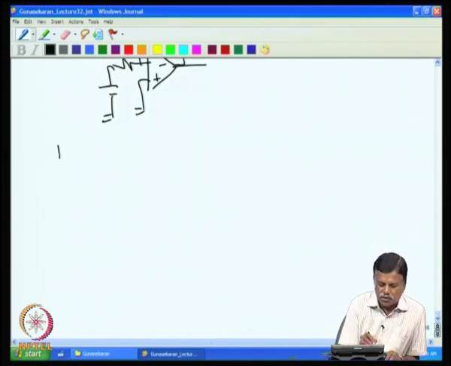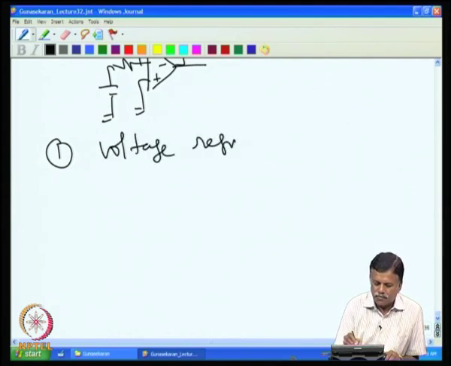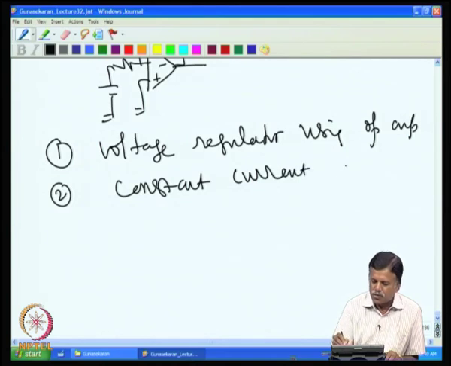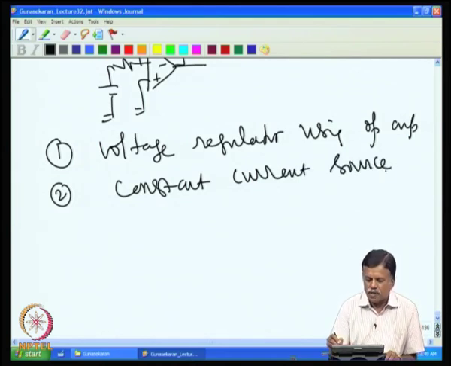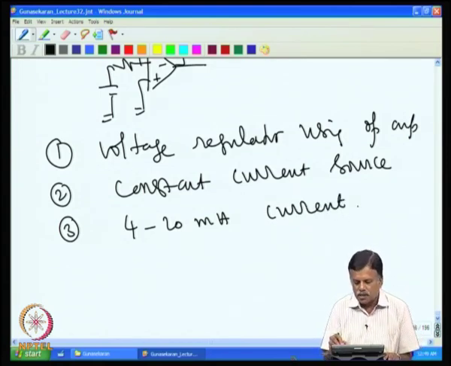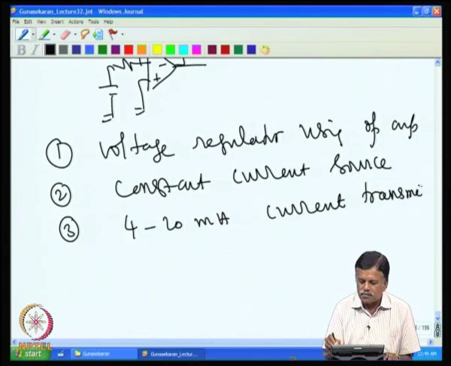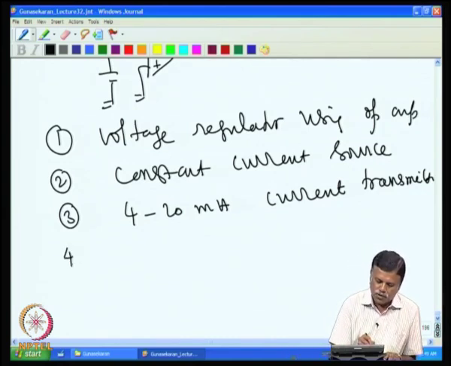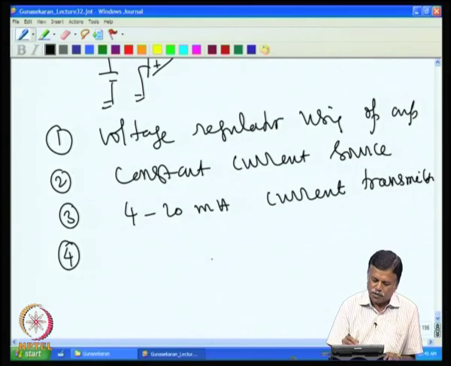So, one of the applications that we had shown was how to make a voltage regulator using op amp. Then we also discussed constant current sources, how to make them with op amp. In this context, we have also shown you 4 to 20 milliampere current transmitters, and different types of 4 to 20 milliampere current transmitters.